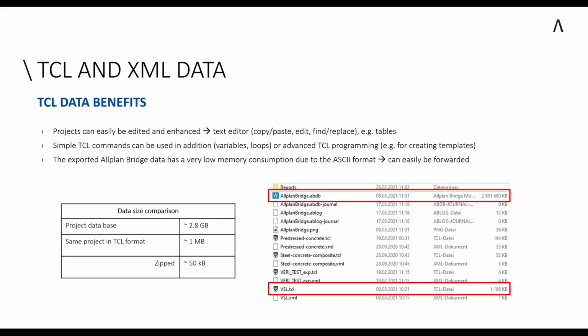There's one more benefit about this TCL file. As you can see, the database of a project can grow quite big. You can see here it has about 2.8 giga. And when I export this database into a TCL file, it's small. It's just 1 megabyte anymore. If I zip this, it's even just 50 kilobyte. And so it's very easy to hand over to your colleagues. They will read the file in and they have your whole project available. That's also another advantage of this.